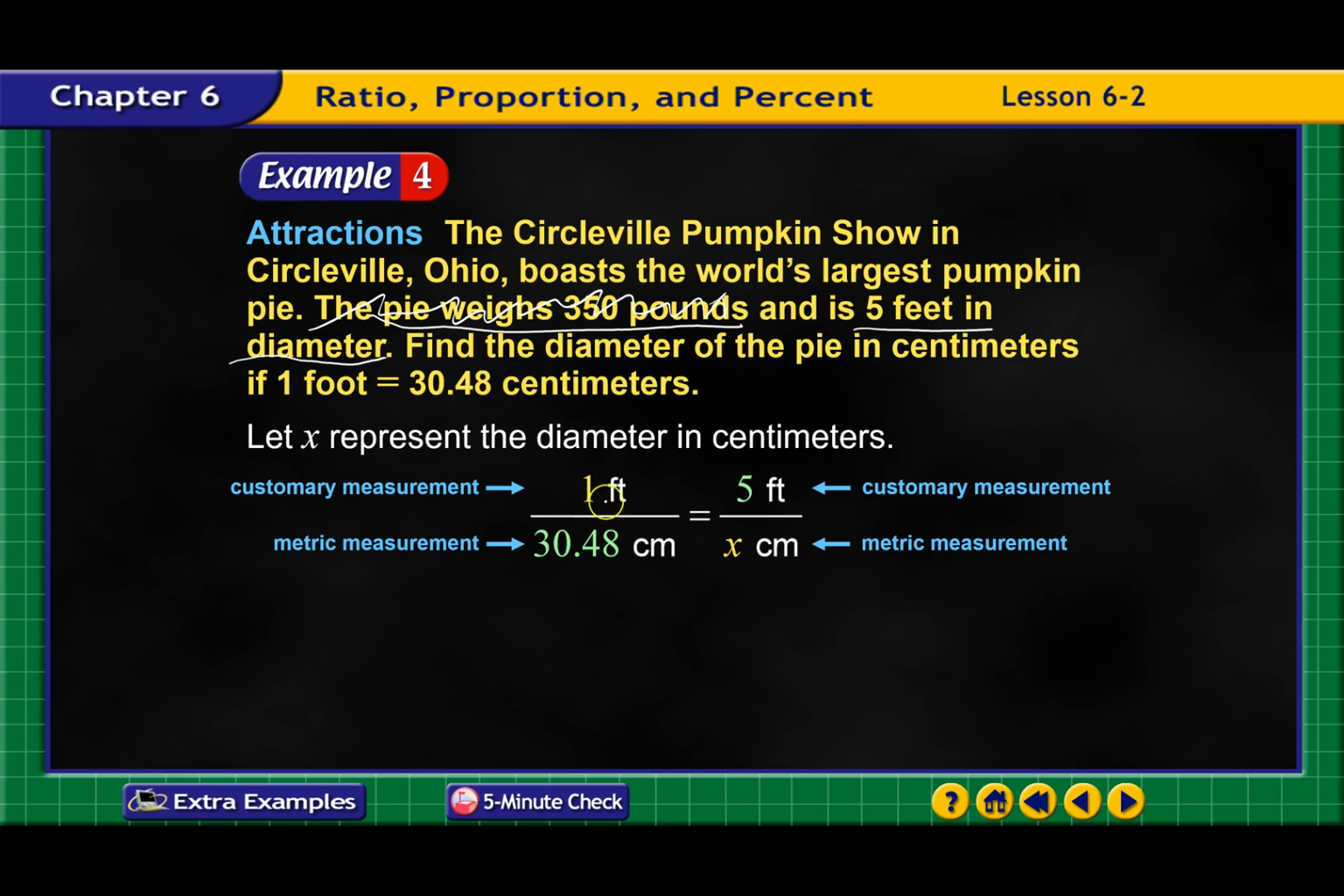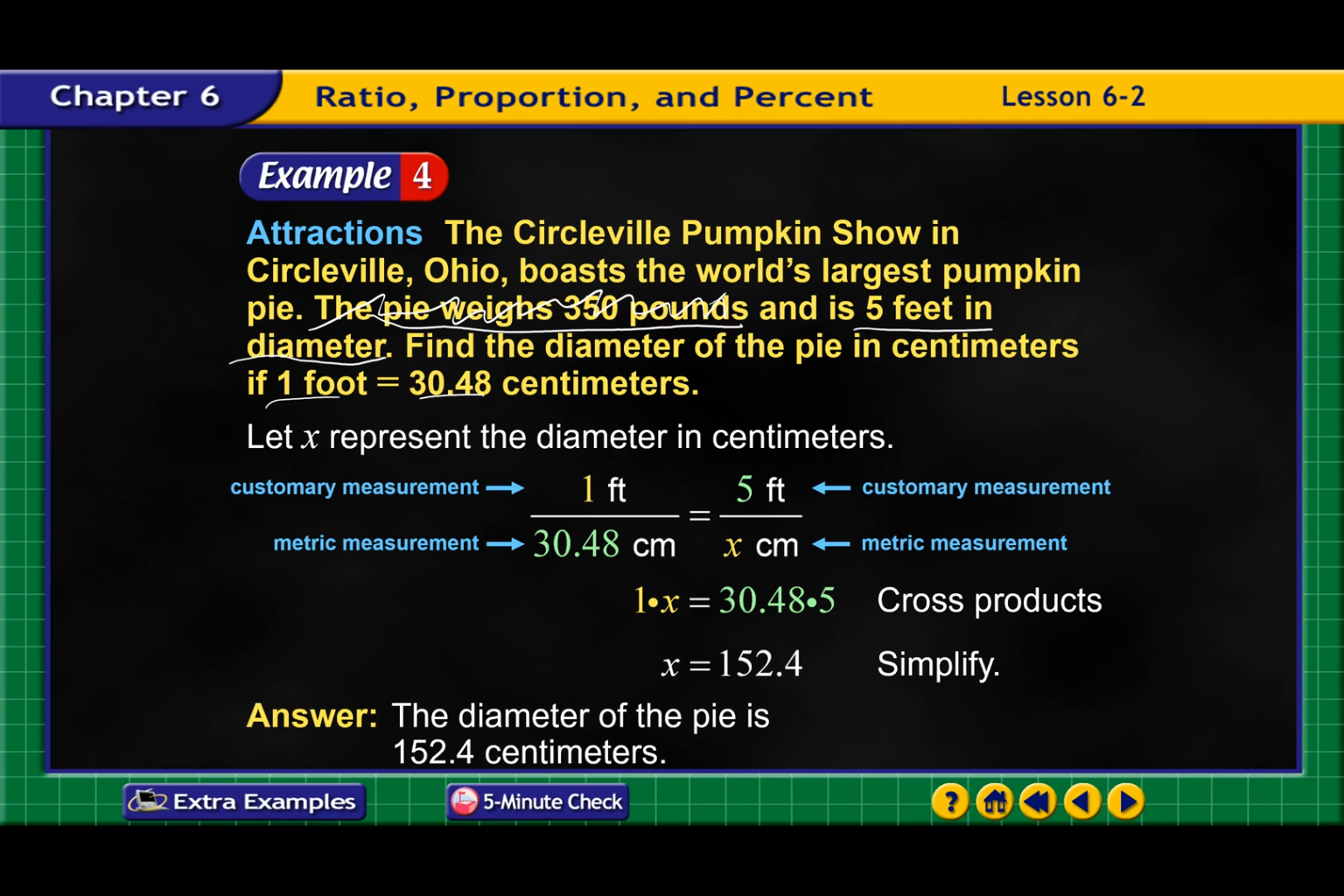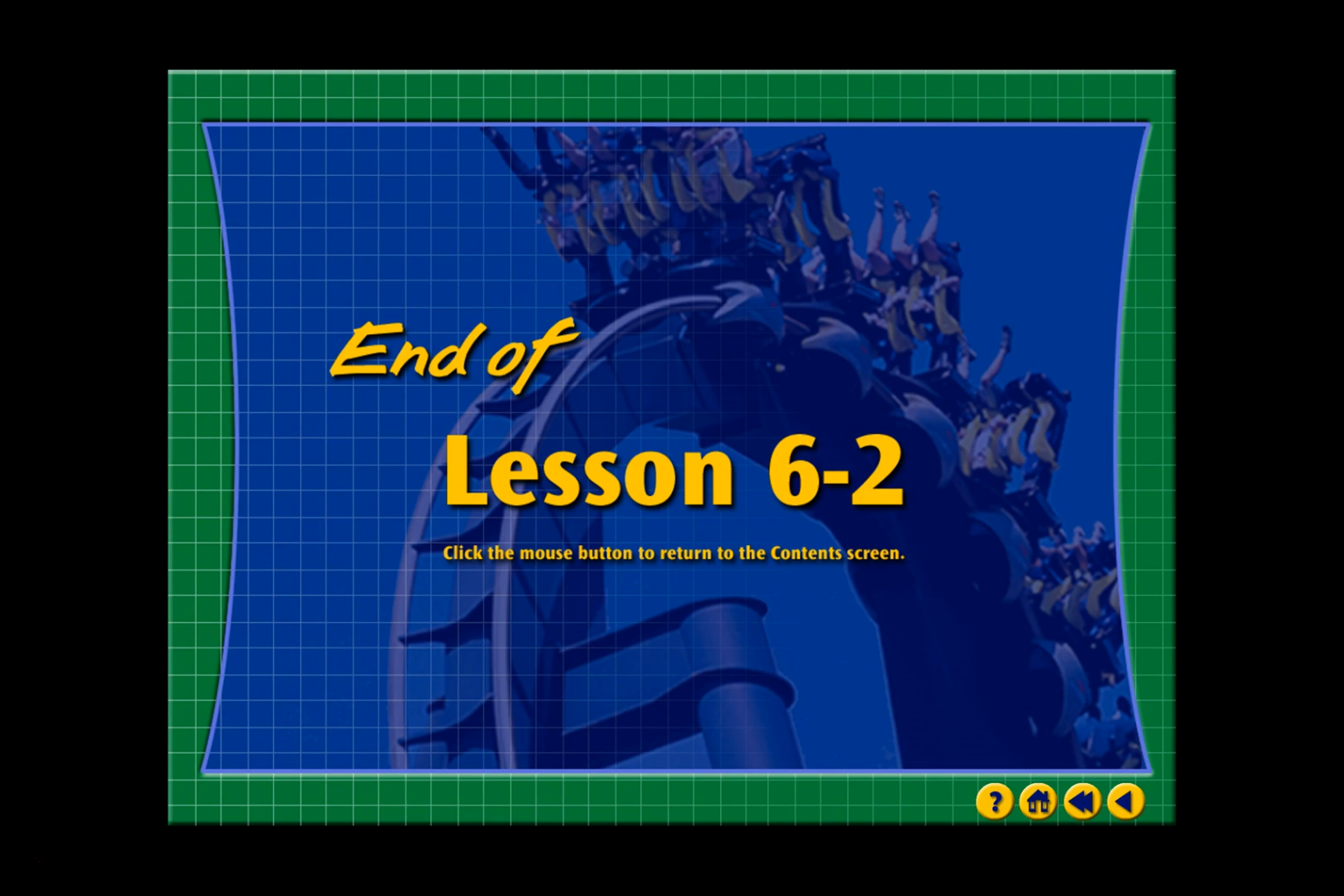So the measurement we had before was 1 foot. Our proportion that we need is 1 foot over 30.48 centimeters would be 5 feet by how many centimeters? And then we just cross multiply from here. But it's getting this set up that's the hardest part. So feet over centimeters, and then feet over centimeters. Cross products, and simplify. Since it was a 1, we didn't have to divide anything. So it would be 152.4 centimeters. And that's all she wrote.